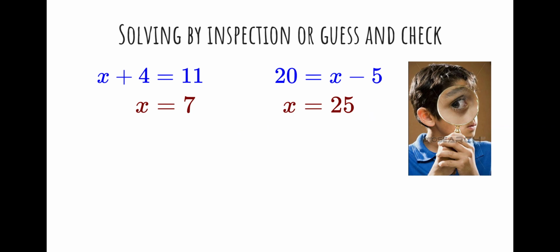Two more to solve by inspection. We also say guess and check because we can put different numbers for the x to see what works. So for example, if we had initially thought that x was 10, if we put 10 minus 5, we realize 10 minus 5 is 5, which is not equal to 20. So then we would look for another value. So here's the next one.